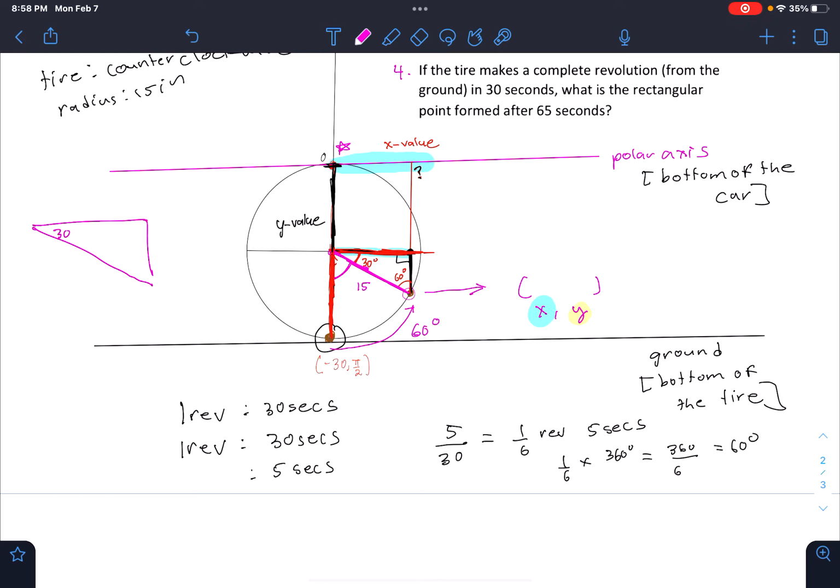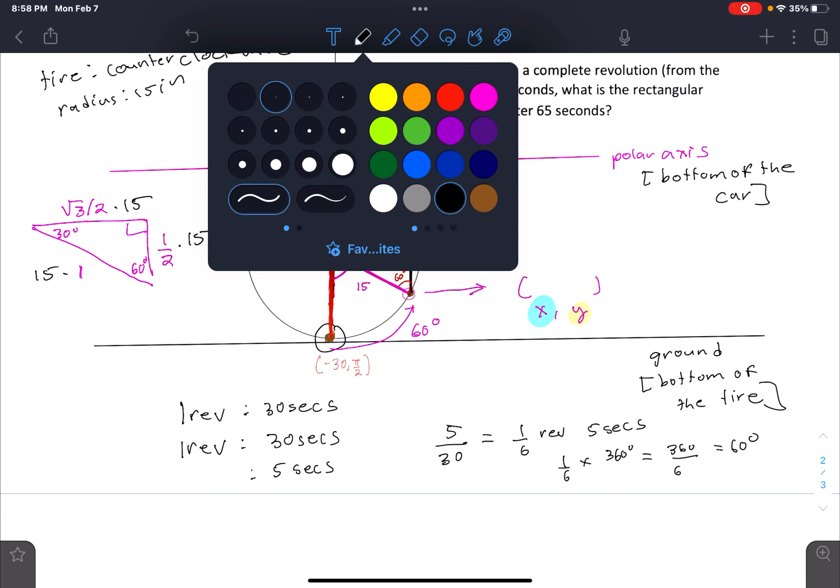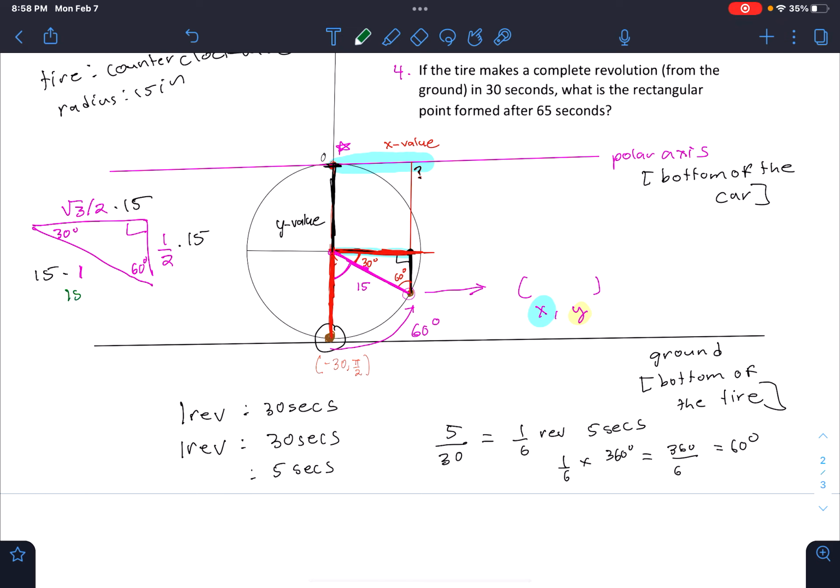So the part that you have to remember now is this. If this is 30, this is 60. Do you remember on the unit circle that this was a half, this was square root of 3 over 2, and this was 1? If you look at our radius on our picture, our radius is 15. So that means I need to multiply all of these by 15. And when I do that, do you see that I'm going to get, let's use green, 15, 7.5, and 7.5 square root of 3. So those are the actual lengths of this triangle.